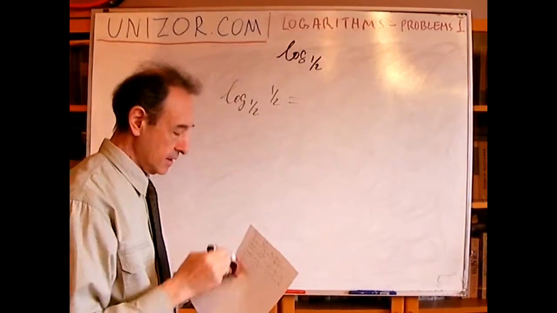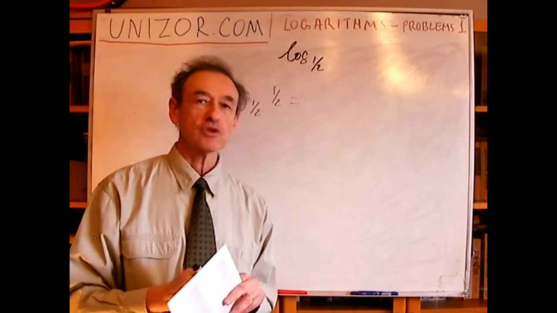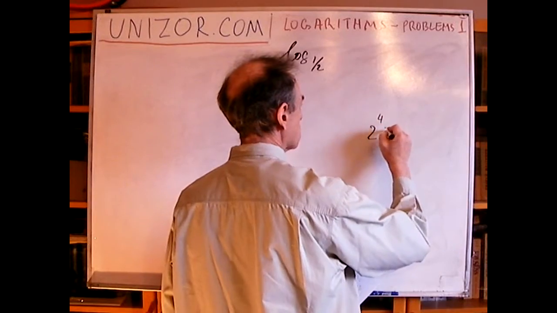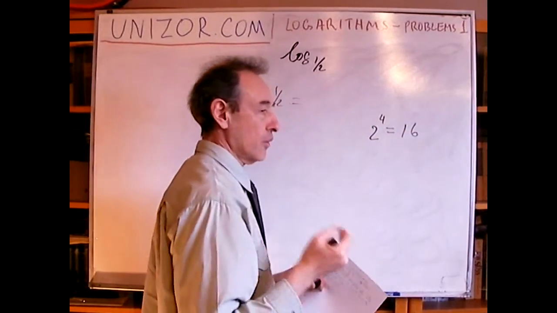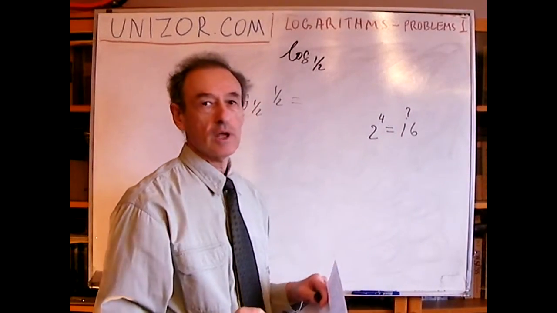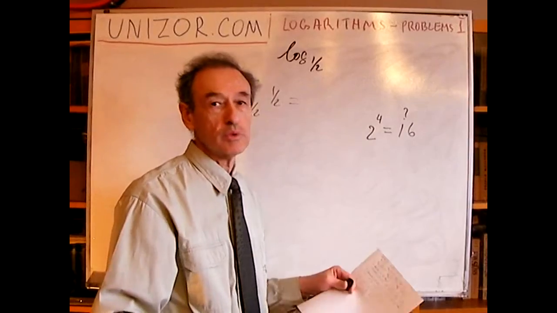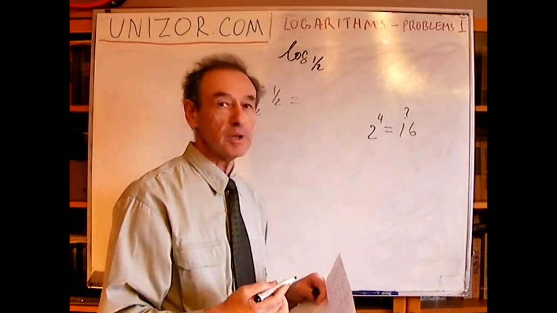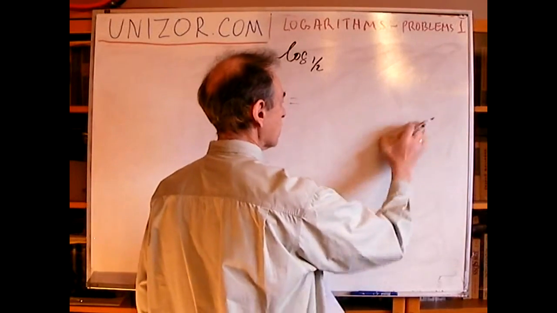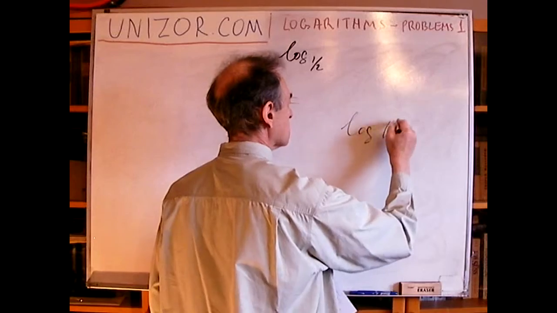Well, here's an interesting consideration. When you have an exponential function, let's say 2 to the 4th is equal to 16, you can just calculate. If you don't know this value, you can calculate it. You multiply 2 by 2 by 2 by 2, you will get 16. This is a calculable thing. But what if I say an equivalent thing? What is log base 2 of 16?